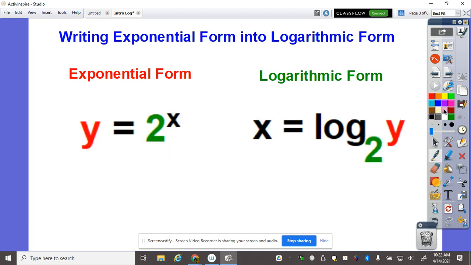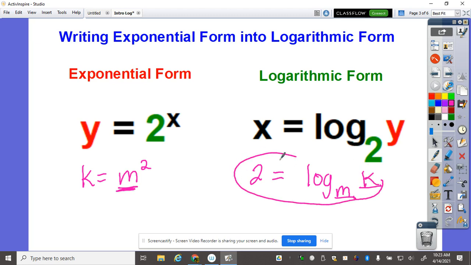A few more. Let's say I have k equals m squared. Again, what do we do here? We find the exponent. The exponent here is 2, is equal to log, and there's a subscript. The subscript will be the base, which is m, and the one by itself there will be with k. And that's how you write exponential to log form.